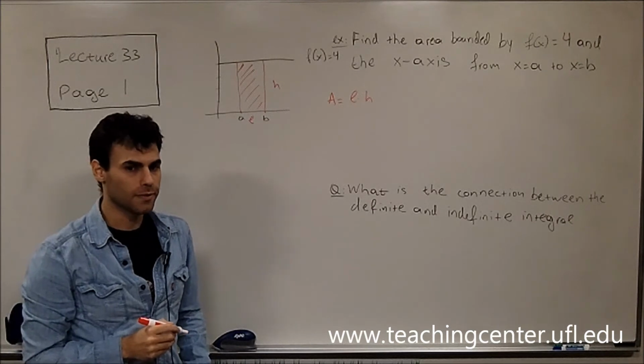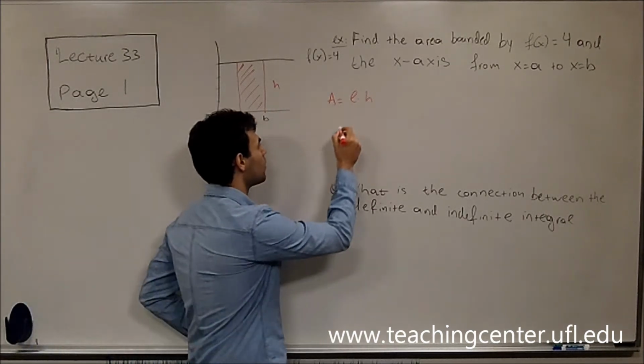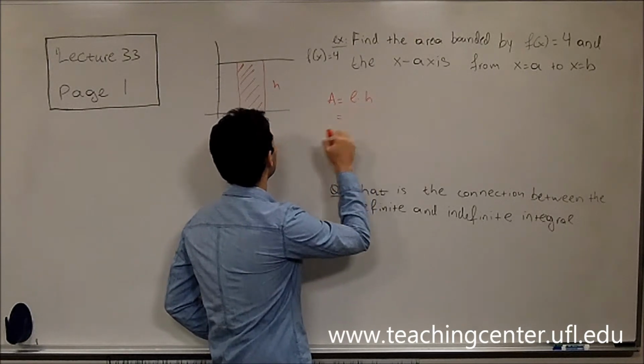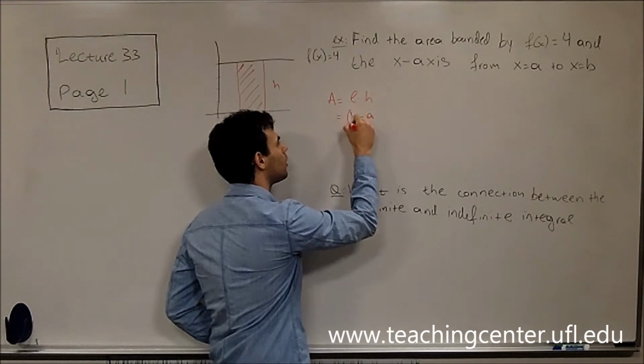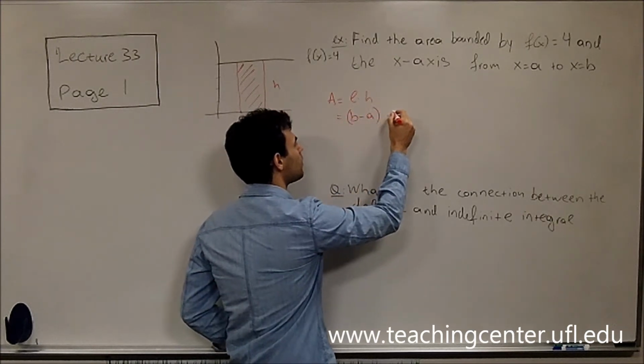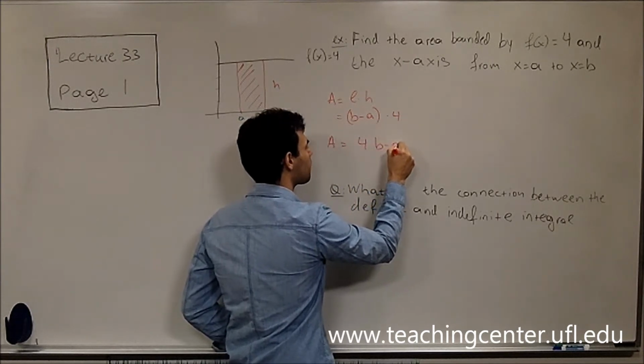Notice that the height equals 4, and the length is just the length of this interval. So you can write length, well, it goes from a to b, so that's b minus a. And the height, as we said, is 4. So this is exactly the area, 4 times (b minus a).